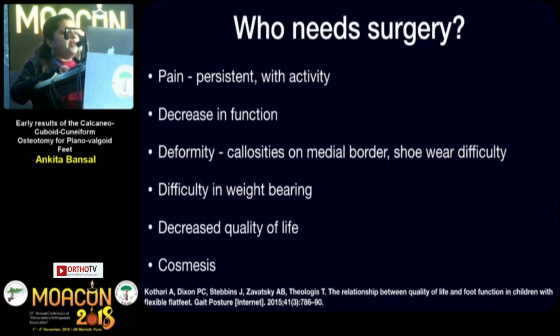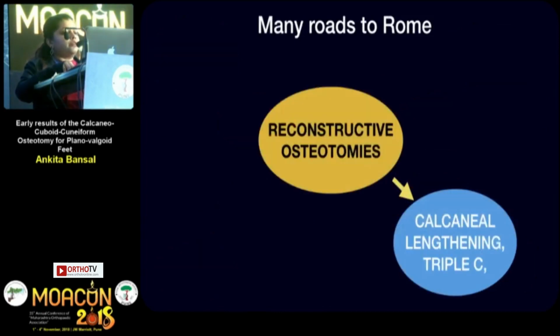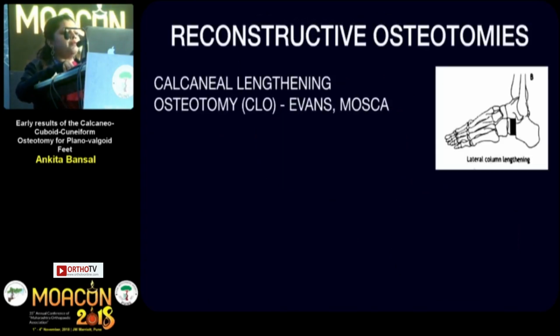The complaints of persistent nagging pain, a decrease in function, deformity, difficulties in weight bearing, decreased quality of life, and even cosmesis are indications for surgery. There are surgical options that range from soft tissue surgeries, arthroereisis, arthrodesis, and reconstructive osteotomies, which include the calcaneal lengthening and the triple C osteotomy.